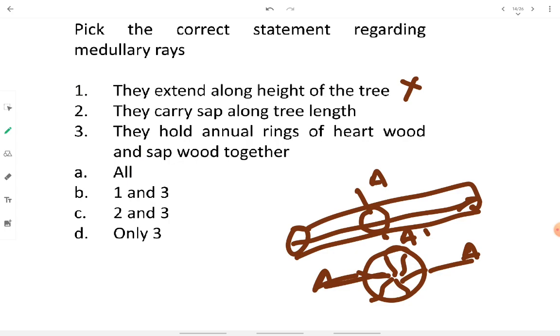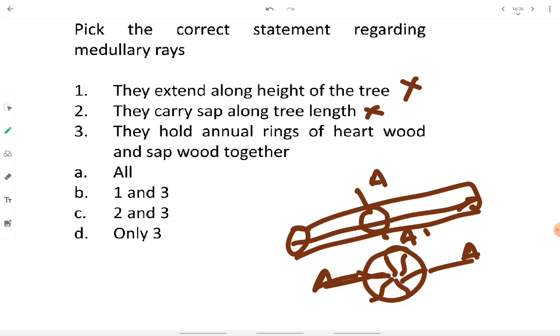Then they carry sap along tree length. No, this is not the function of medullary rays. Point number 2 is literally wrong. They have nothing to do with the sap of the tree. Sap of the tree means what? We just saw it is the blood of the tree that carries nutrients, water content, and other essential minerals for growth and maintenance of the tree.